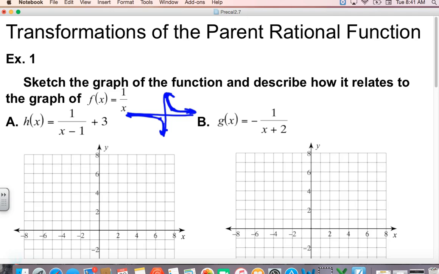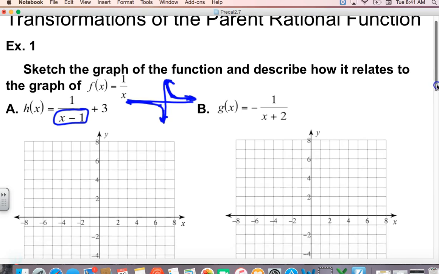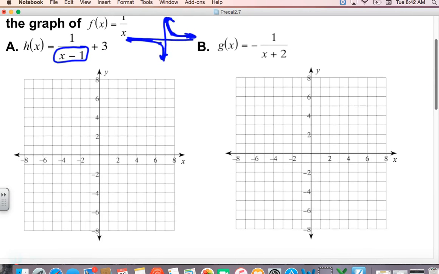So right here on h of x, you know how we talk about when you're on the inside, it moves it left and right, and when you're on the outside, it moves it up and down. So the inside right here is the bottom of your fraction. There's no parentheses, but it's understood that that's the inside because that's inside the fraction. So that minus 1 on the inside has got to move it either left or right. Of course, it's a minus, so minus moves it to the right. So that means our vertical asymptote now is going to be shifted right 1.